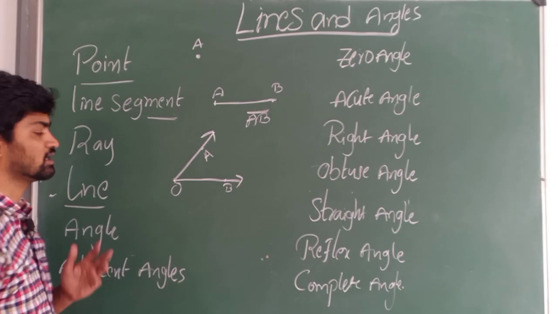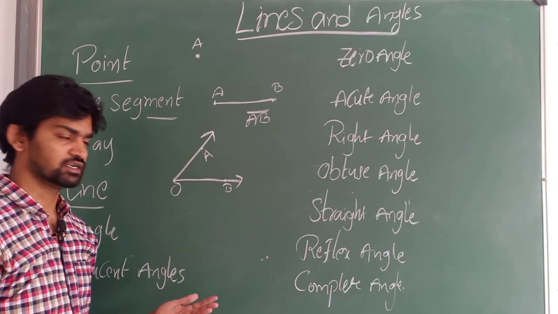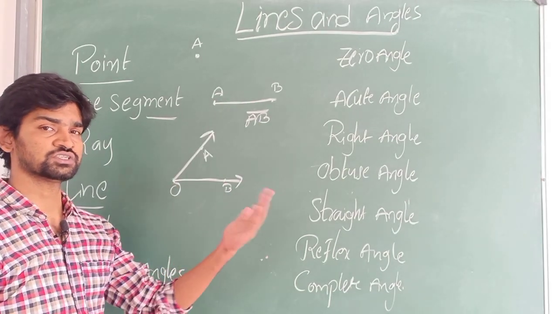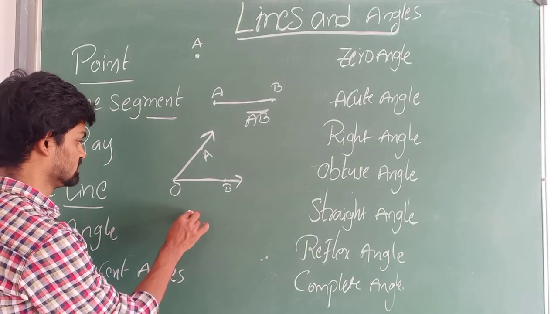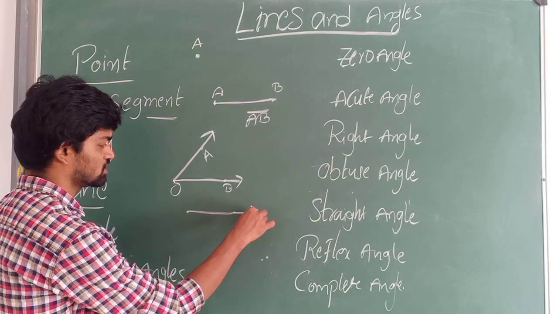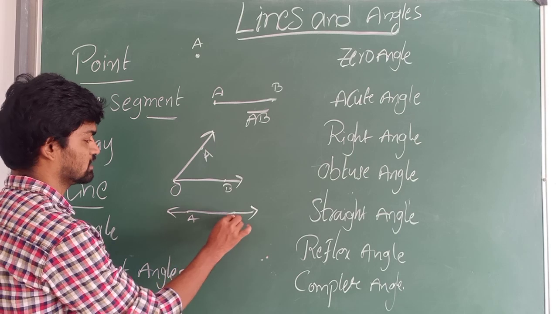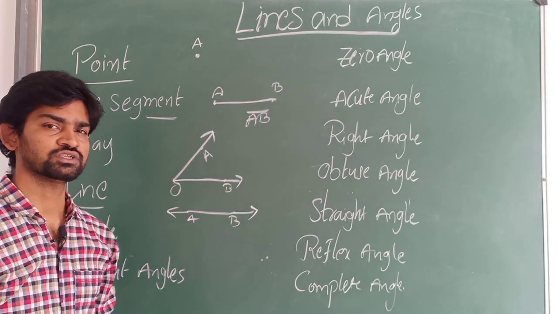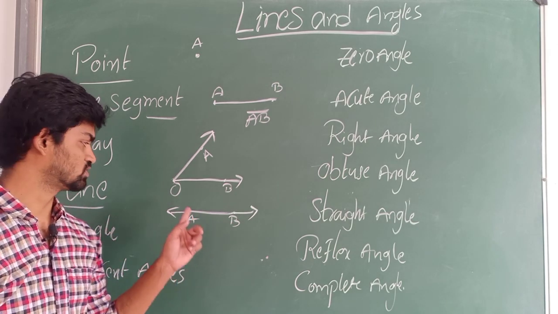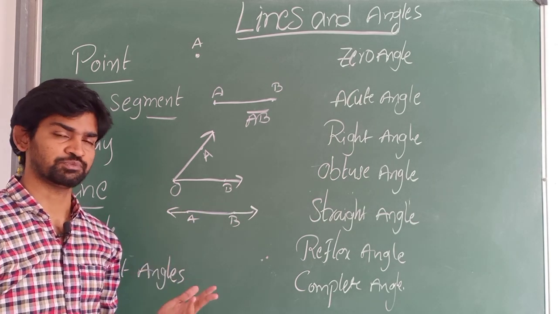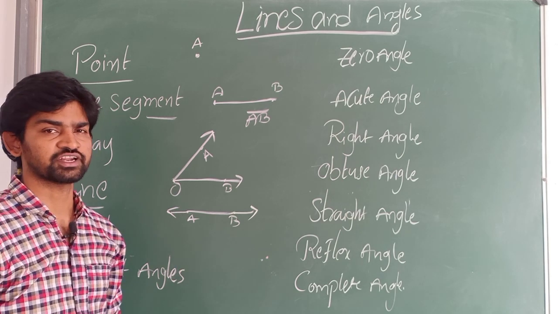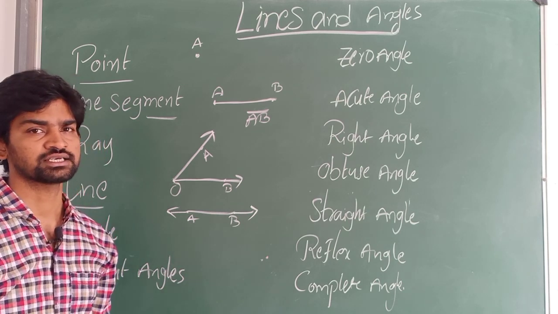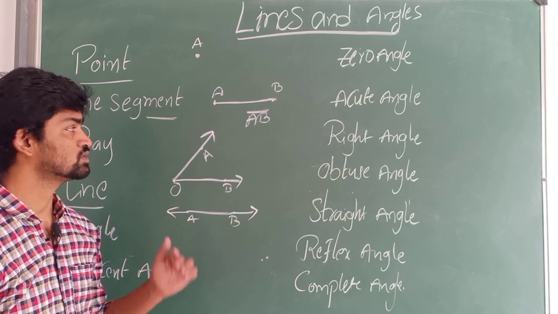Next, line. For line we can say a number of definitions. Definition, from line segment: a line segment which moves in both the directions endlessly is called a line. Or, a ray which moves in both the directions endlessly is called a line. Or, a straight path with infinite points. A collection of infinite points in a straight path is also called a line. We can give a number of definitions for a line.